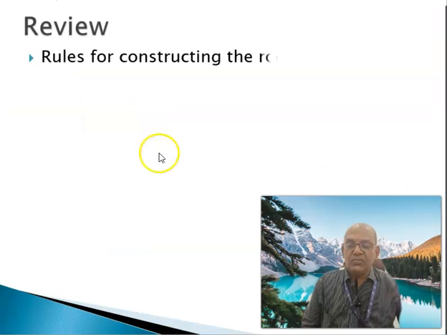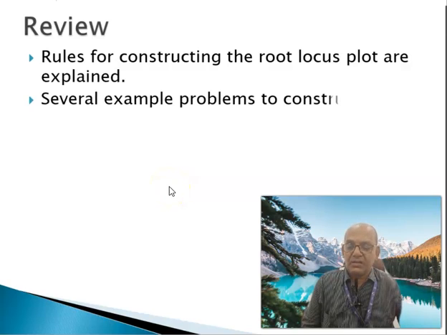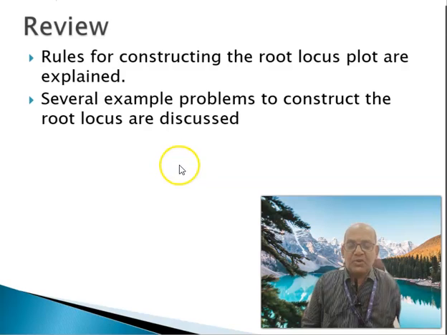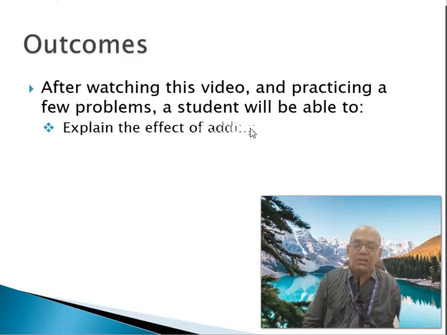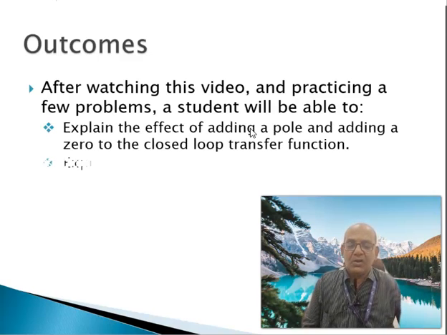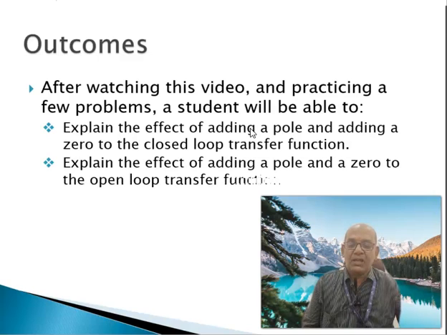We have seen the root locus method and the rules for constructing root locus. Several example problems were illustrated in the past videos, and we have seen that using about 6 rules we can easily construct root locus for almost any transfer function. We'll try to use this to explain what happens when a pole is added to the transfer function or a 0 is added to a transfer function. We'll try to explain that and show what happens when these are added.